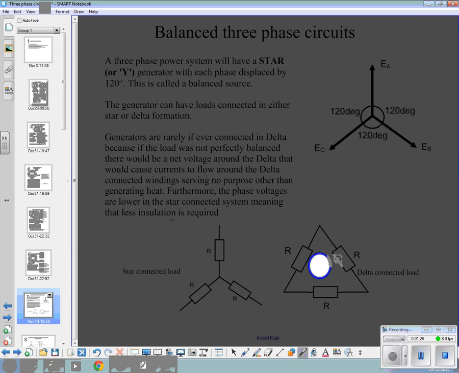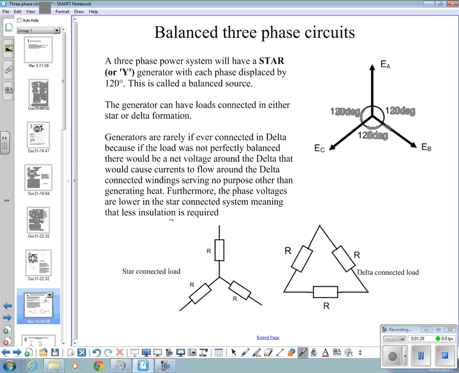So star connected generators are the norm of the day. Furthermore, phase voltages are lower, therefore you can use less insulation on the windings of the generator. Okay, so that's two good reasons for having star connected generators.